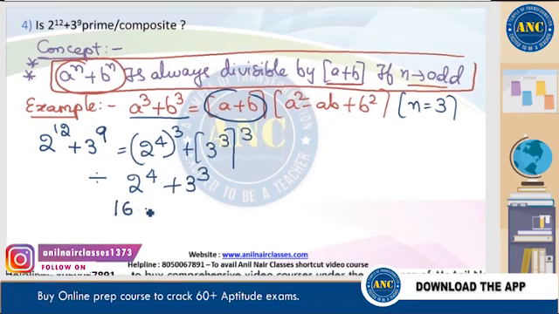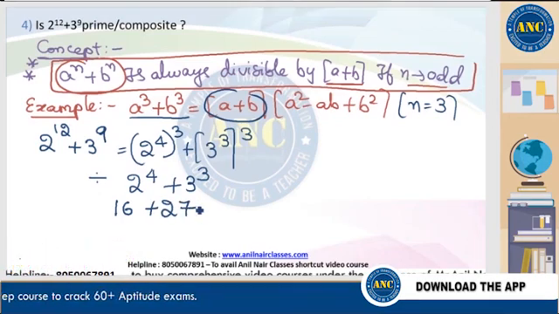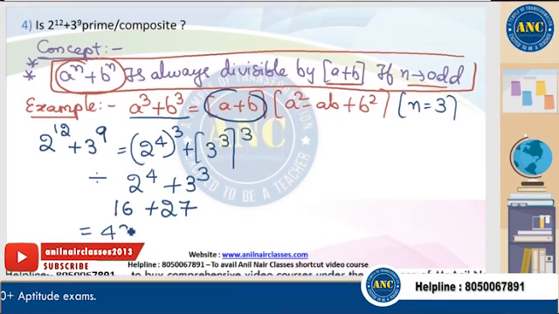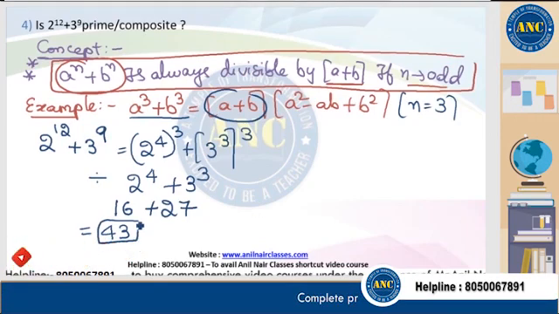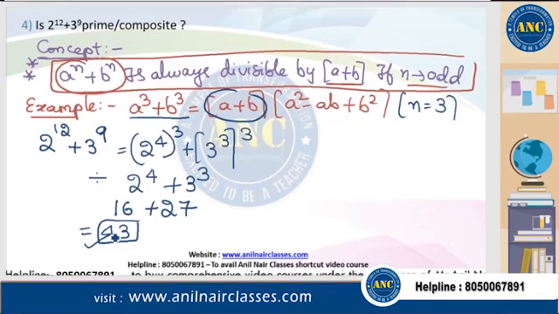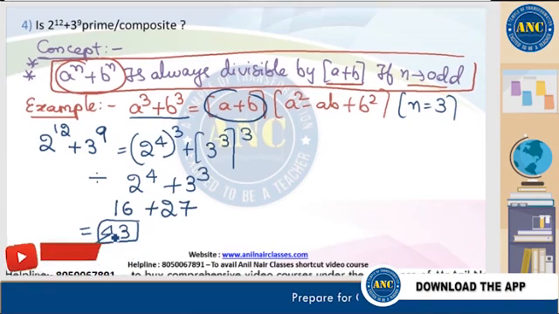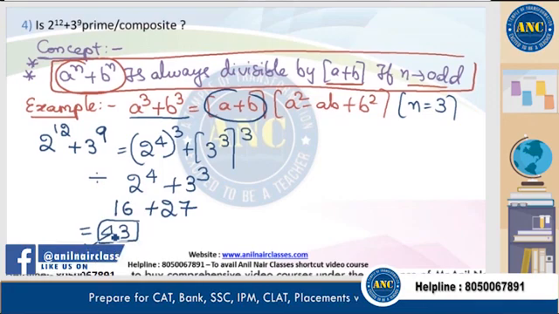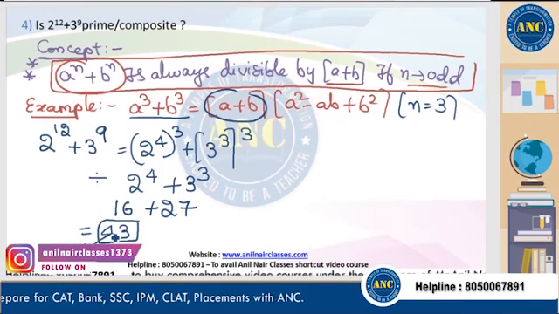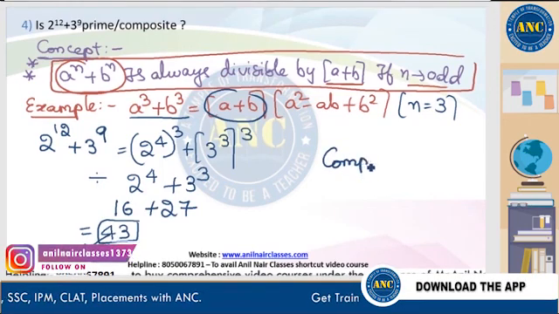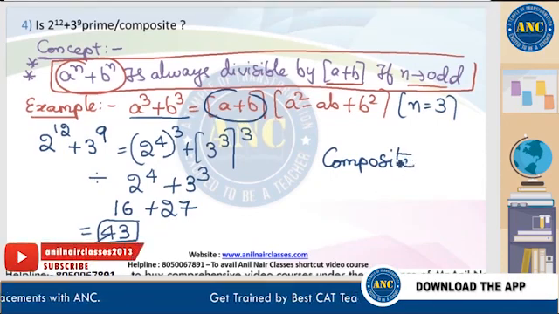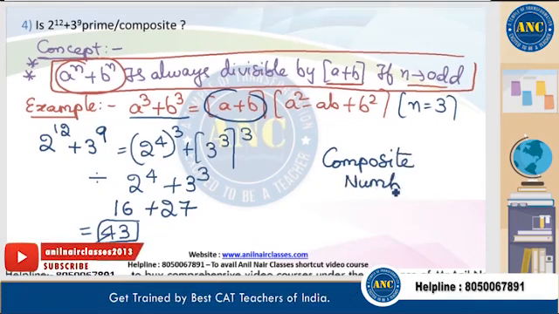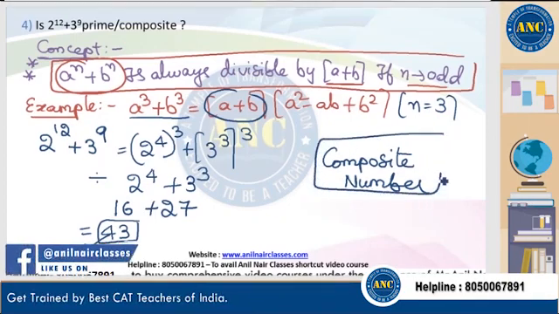So 2 power 4 is 16, 3 cube is 27. 16 plus 27 is 43. The number is divisible by 43. If a number is only divisible by 1 and itself, then the number is said to be a prime number. Now it is divisible by 16 plus 27, which is 43. So the answer for this question is: the number is a composite number.